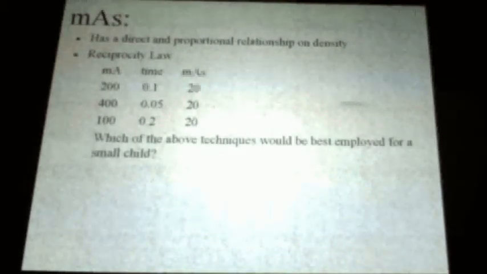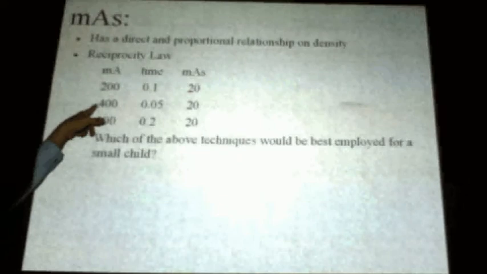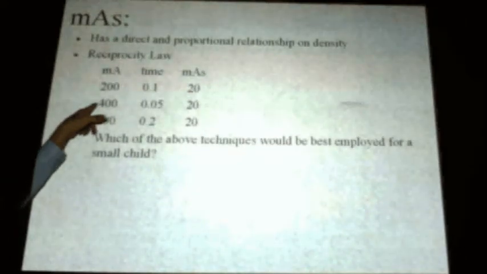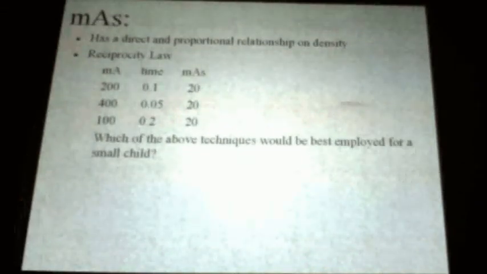So, which of those techniques would you like to use for a small child? 200 by 0.1. Yeah, you would want to use the one with the shortest exposure time, which would be this one right here. If you are concerned about motion on your film, use the reciprocity law to raise the MA and reduce your time. That's how you use the reciprocity law. If you're concerned about motion, double the MA, cut the time in half. You'll still end up with the same mass.